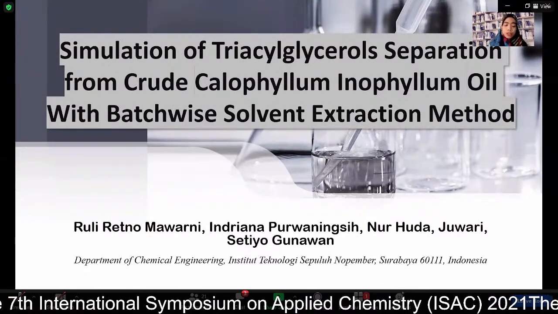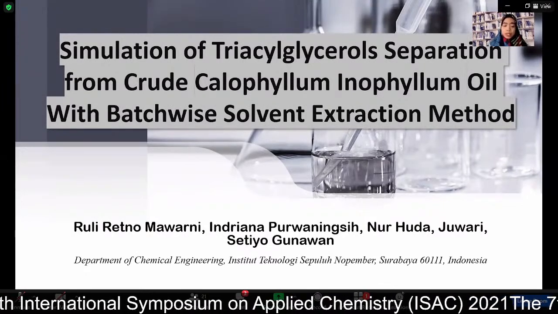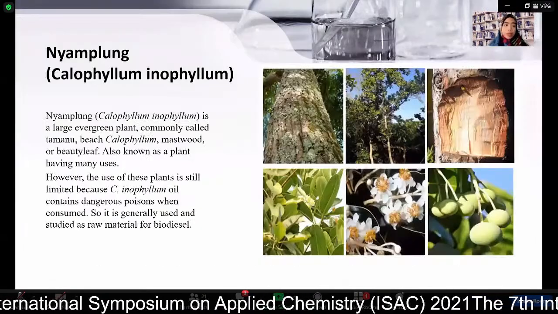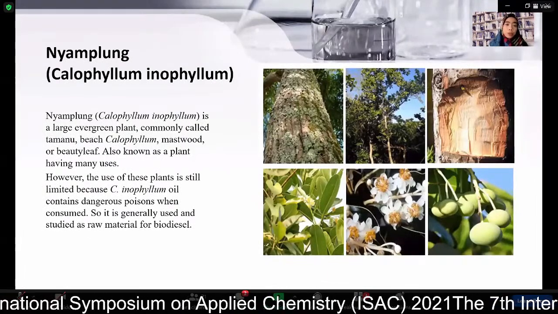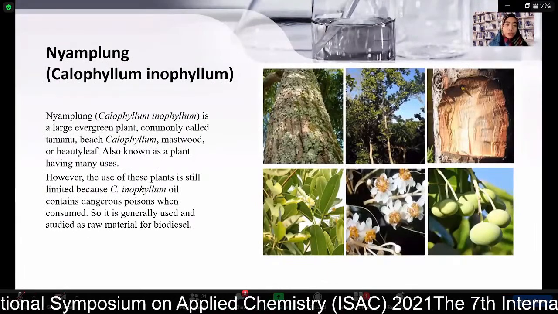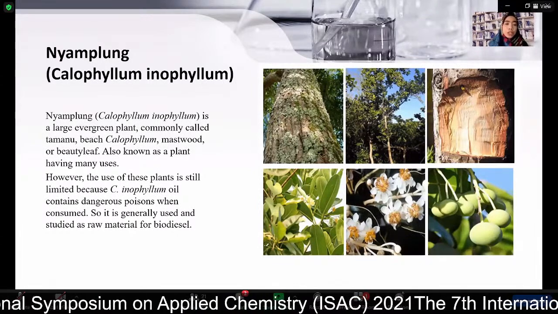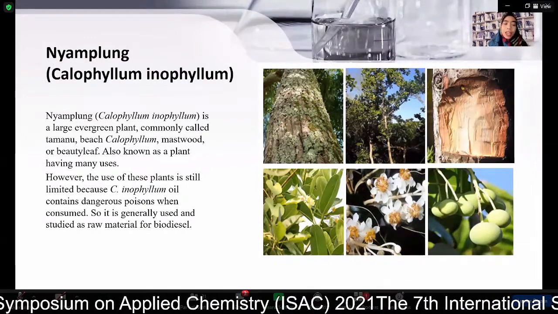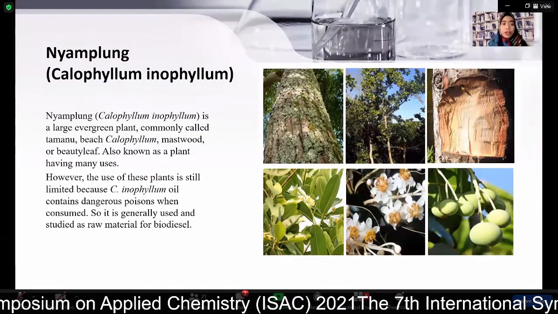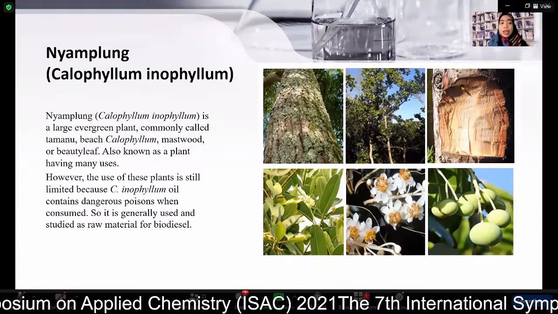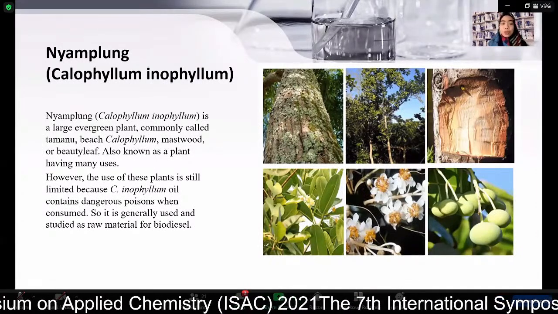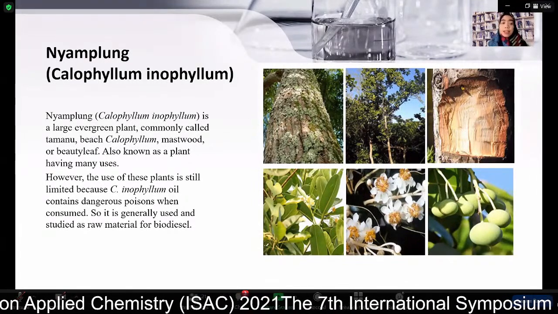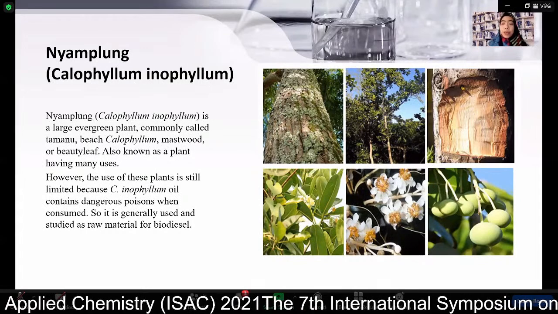I'd like to begin with some information about our subject, called nyamplung. Nyamplung, or Calophyllum inophyllum, is a large evergreen plant commonly called tamanu, beach calophyllum, mastwood, or beautyleaf, also known as a plant having many uses. However, the use of this plant is still limited because the oil contains dangerous poisons when consumed. So it is generally used and studied as a raw material for biodiesel.